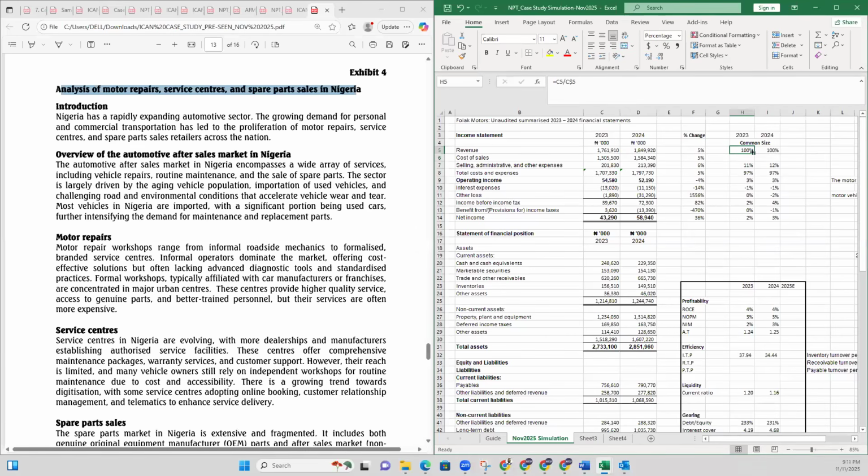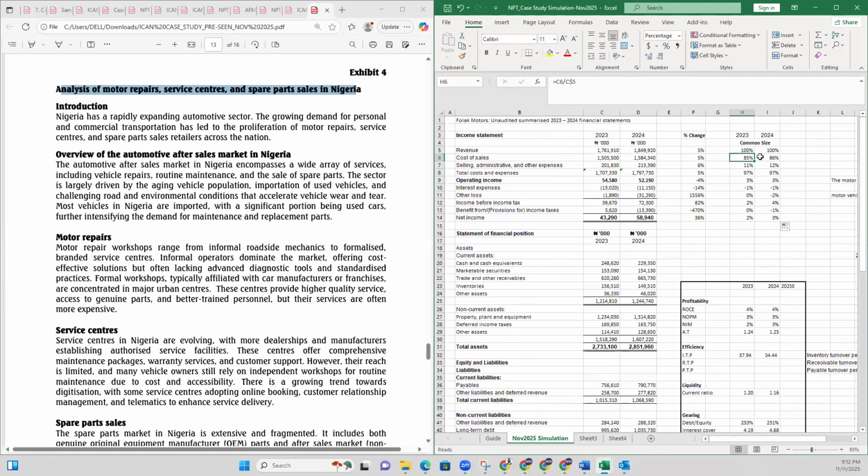Common size. Don't worry. I assume that everybody attended our case study class, which we said we were going to assume at the beginning. So common size analysis is just an analysis where you express all the items in the financial statement as a percentage of a base item. A base item in this case would be revenue. So you see cost of sales as a percentage of revenue is showing 85%.